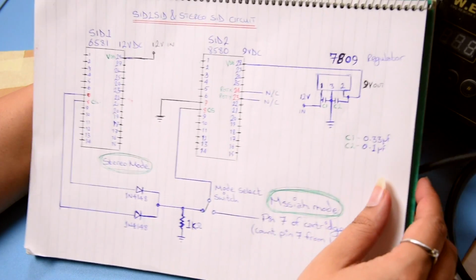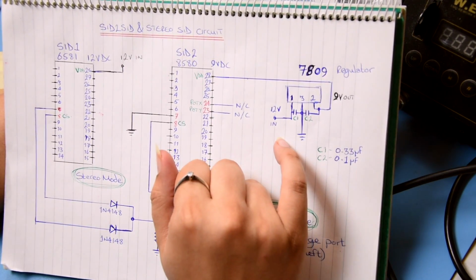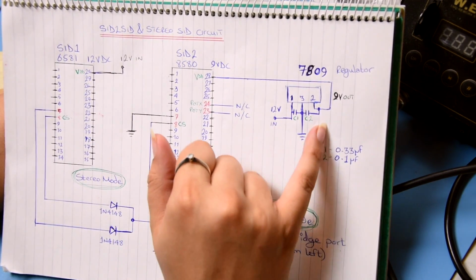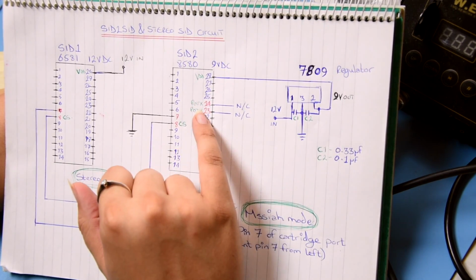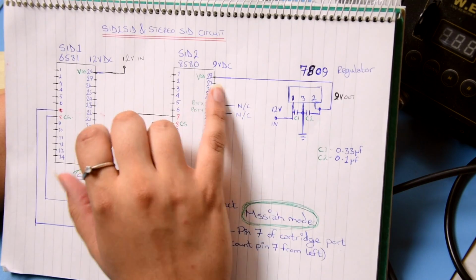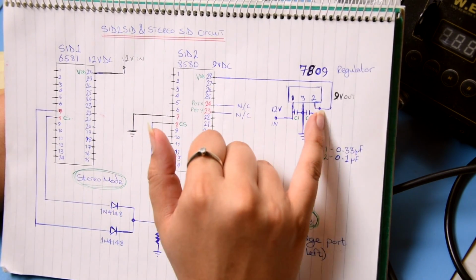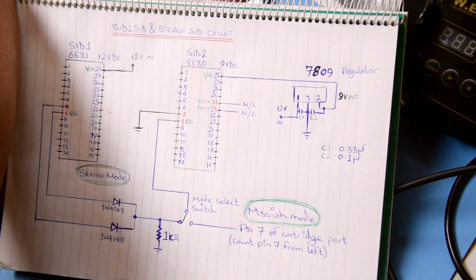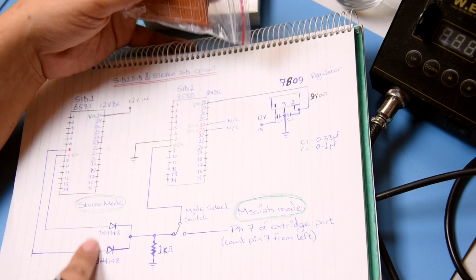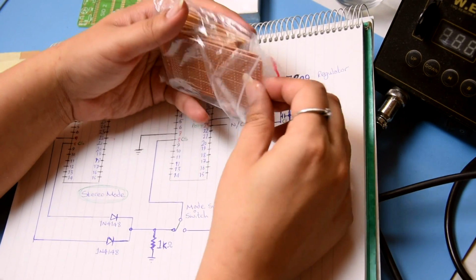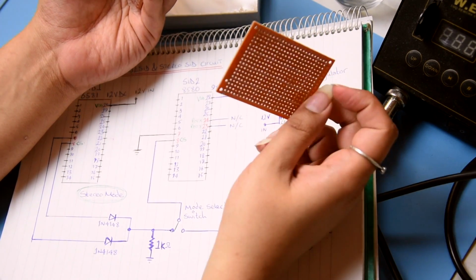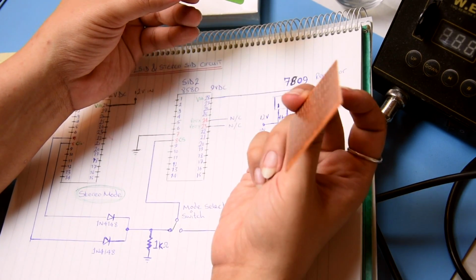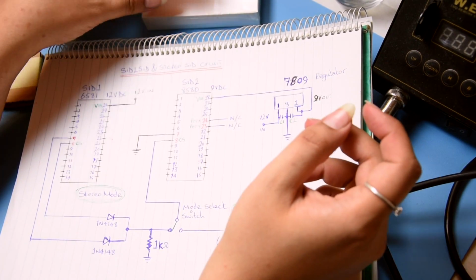Also, I've added a 7809 voltage regulator that will be the power source for SID2, which is the 8580 and takes 9 volts in. So you put in 12 volts, 9 volts comes out and goes in here. I will be doing that as well. In fact, I'm going to build all this circuit on a separate board. I think it's best, because I don't want to add freaking bits here and there. I just want to do it properly on a separate board, so I will keep it nice and tidy.